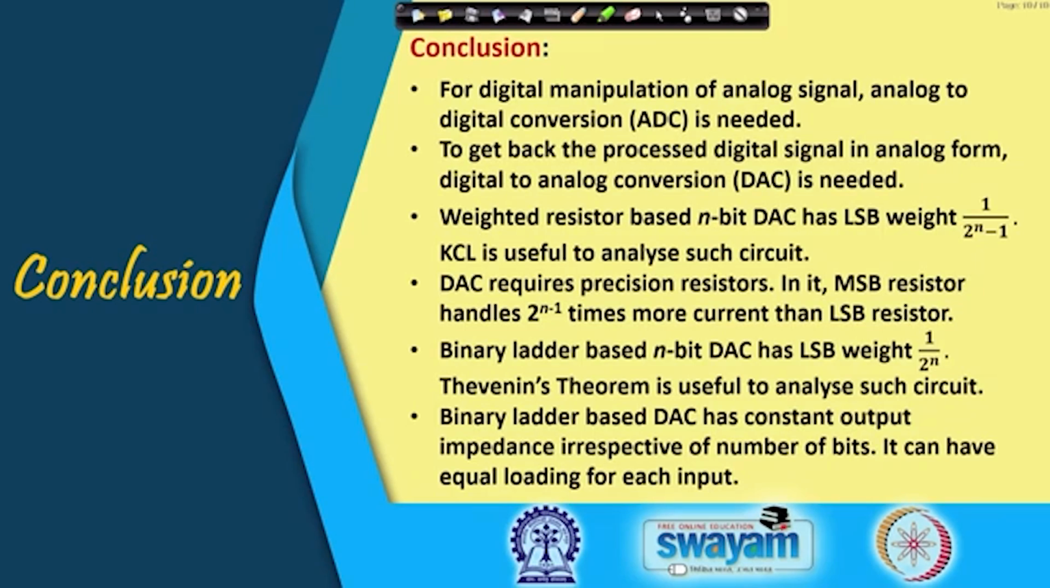For the weighted resistor based DAC, precision resistors are required, and the MSB resistor handles 2 to the power n minus 1 times more current than the LSB resistor. This we have already seen. And the binary ladder based DAC has a weight for the LSB of 1 upon 2 to the power n, and Thevenin's theorem is useful to analyze such a circuit. It has a constant output impedance irrespective of the number of bits, and it can have equal loading for each digital input, which is a useful feature.